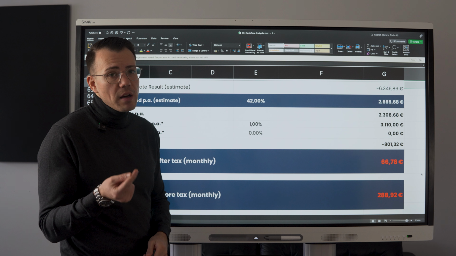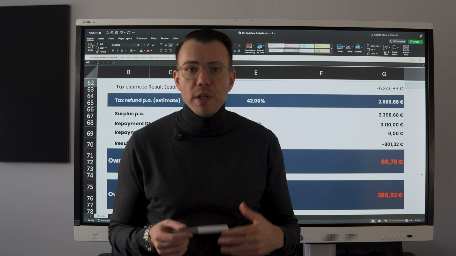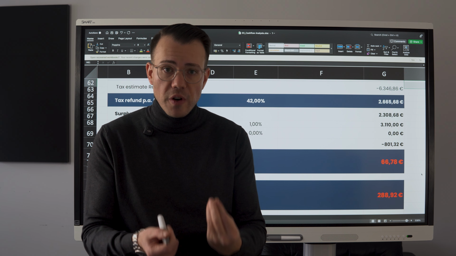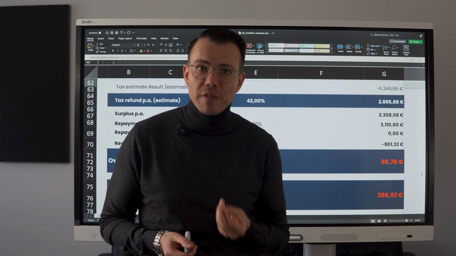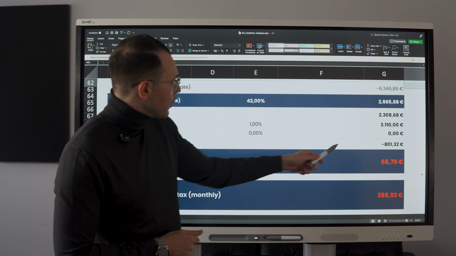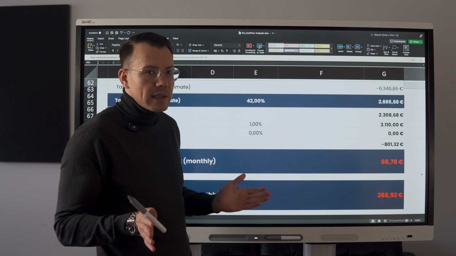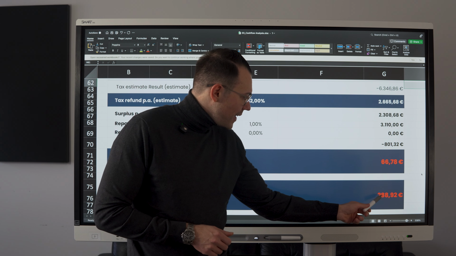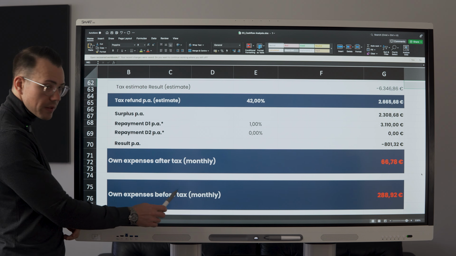Or you always have the option, if you do it correctly, to make a 5% unscheduled repayment every year. So you can decide if you pay off the mortgage faster, but you don't have to, which gives you more liquidity and especially flexibility for your financial planning. So we have 3,110 euros that we pay back annually, at least in the beginning. So we would have a monthly cash flow of negative 288 euros before tax.